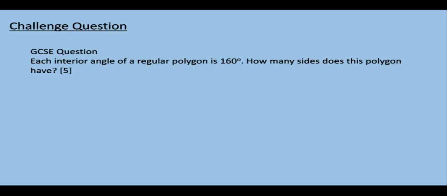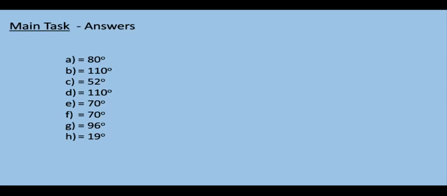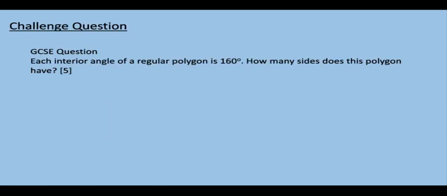Okay, welcome back. So here's the answers to the main task. So just mark your own. So let's have a look at the challenge question. Okay, so if we know that the interior angle is 160, then our exterior angle here must be 20 because these are angles on a straight line.